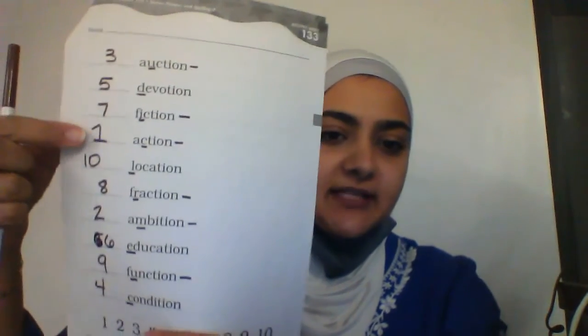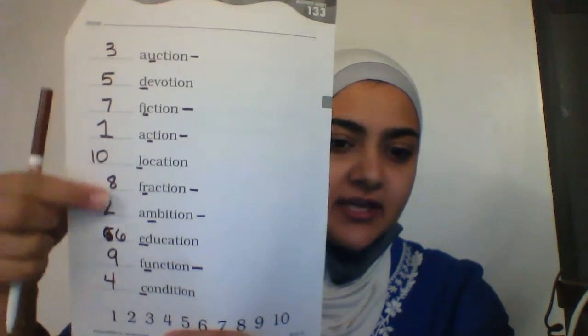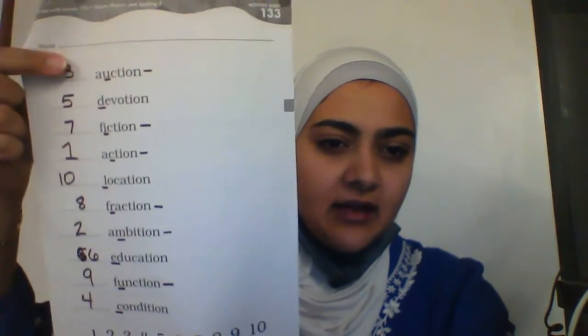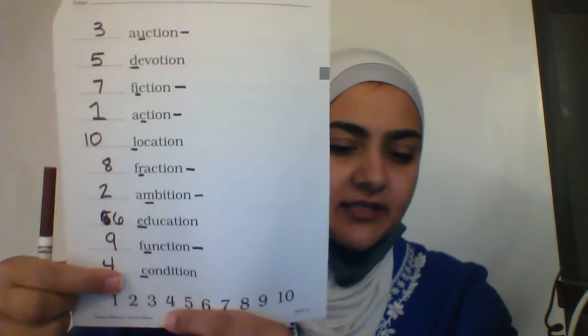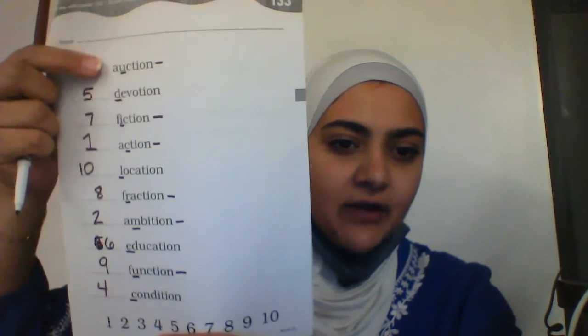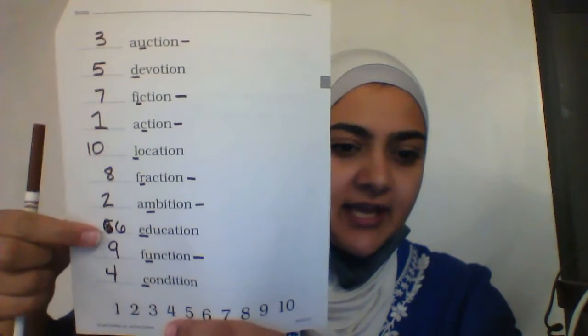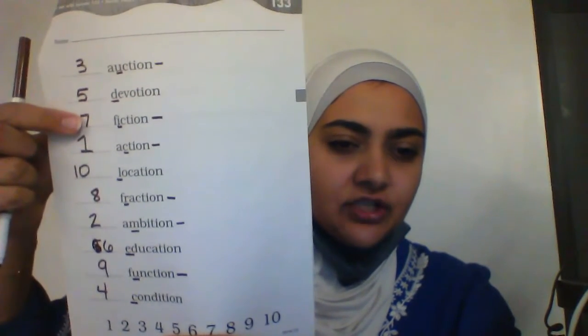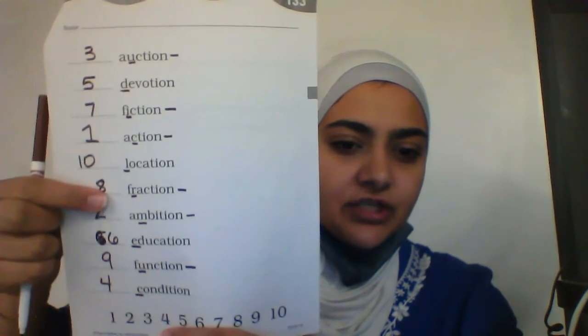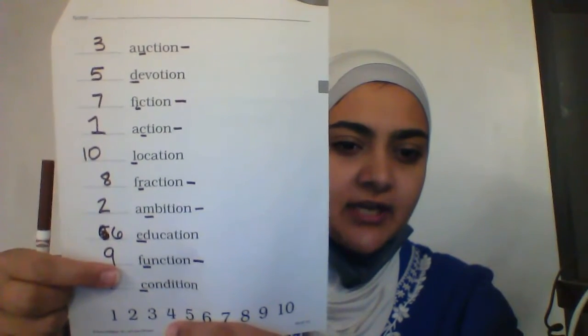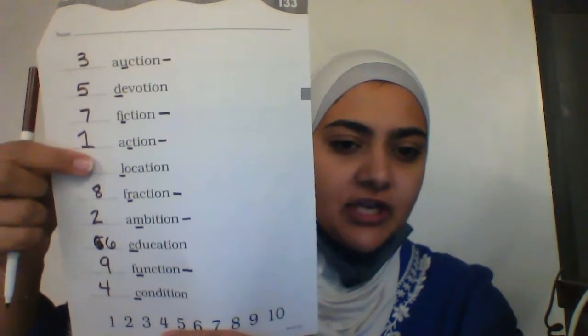Let's read them together in the right order. So starting with number 1, let's read. Action, ambition, auction, condition, devotion, education, fiction, fraction, function, location. What do we notice in all these words? Good. They all have shun. T-I-O-N. Excellent job.